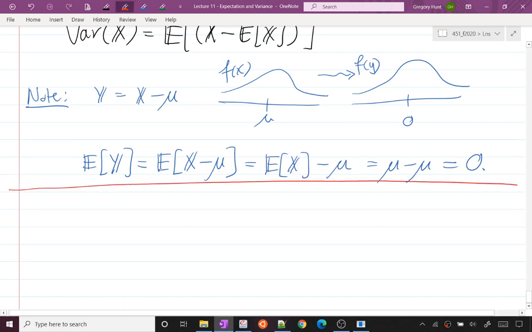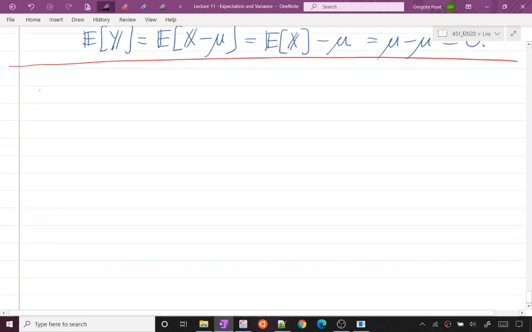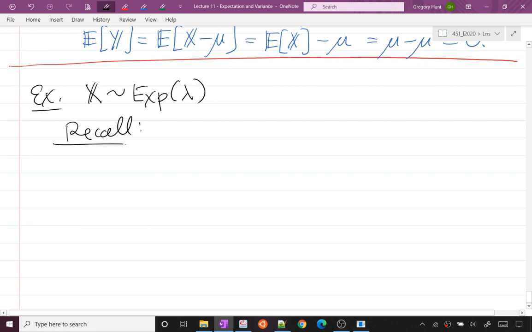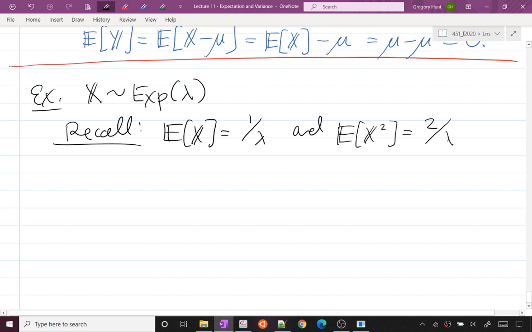Let's close out today's lecture with some examples of expected variance, actually. Let's do one example, and then we can look at some properties of variance. So, example, I'm going to continue on with my random variable x that has an exponential distribution with a rate parameter lambda. And recall, so far, we had calculated that the expected value of x was 1 over lambda, and the expected value of x squared is 2 over lambda squared.